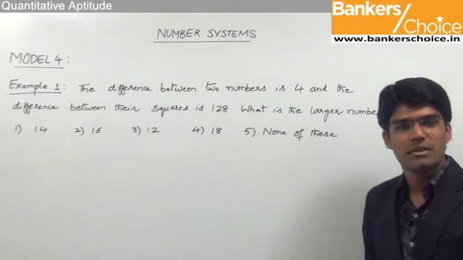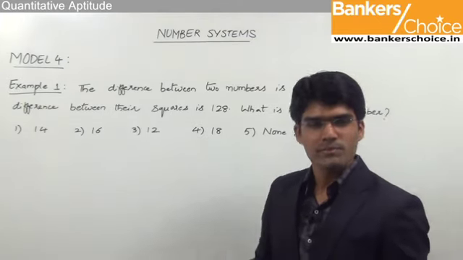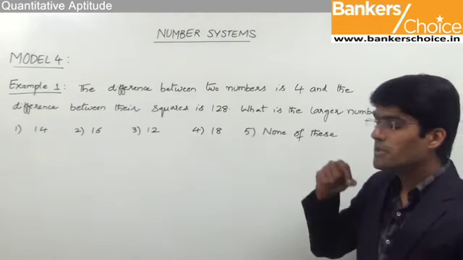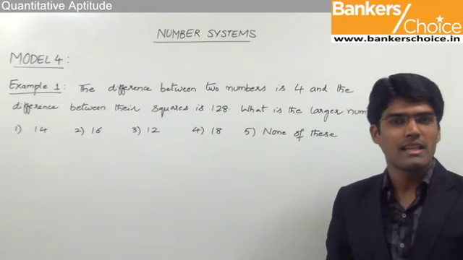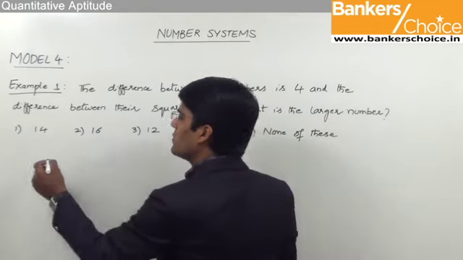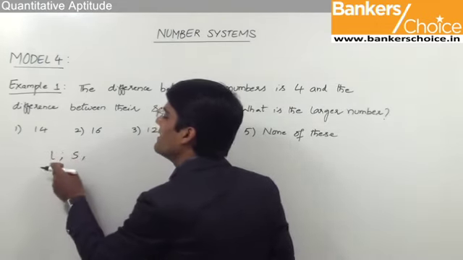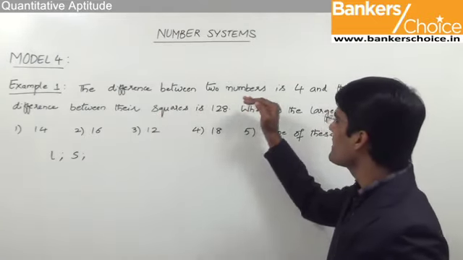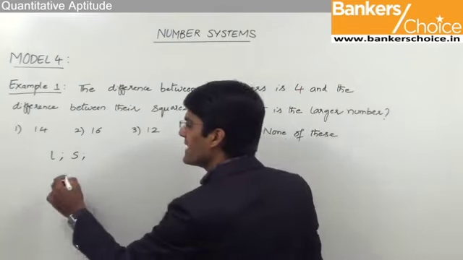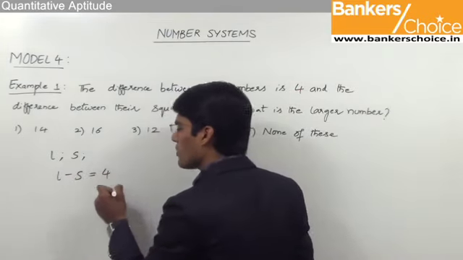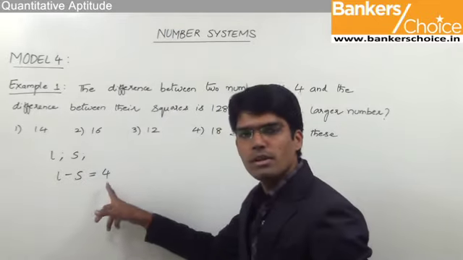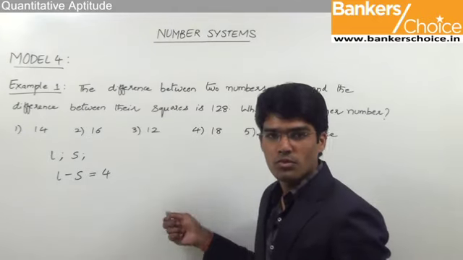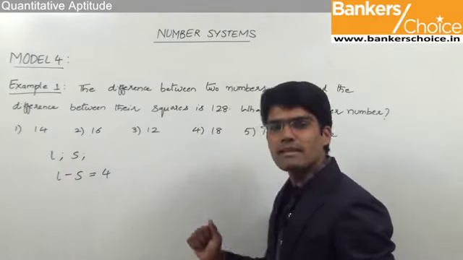What is the larger number? So as given here, there are two numbers. The difference between the two numbers is 4 and the difference between their squares is 128. We are supposed to find out the larger number. Let us assume that the two numbers are L and S. L means the larger number and S means the smaller number. So as given in the question, the difference between the two numbers is 4. So we can say that L minus S is equal to 4. But because larger minus smaller will be equal to 4. Otherwise, if we take S minus L, it becomes minus 4. So that is why we should take it as L minus S.